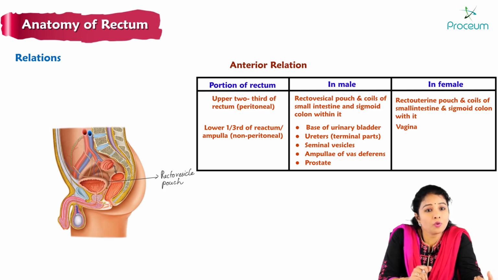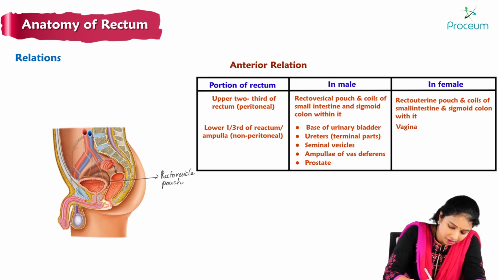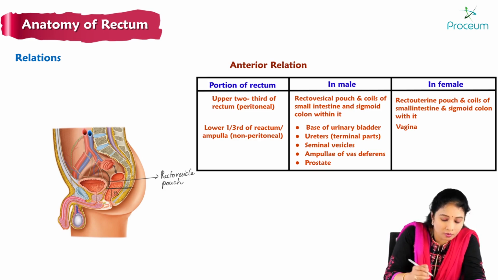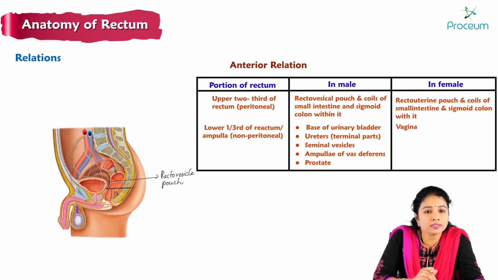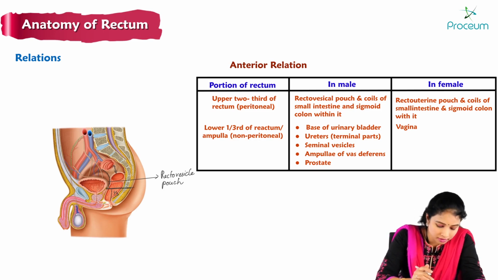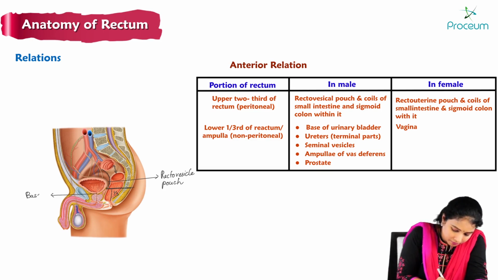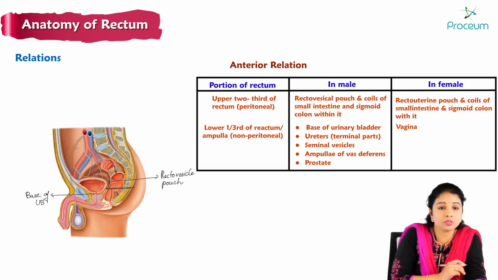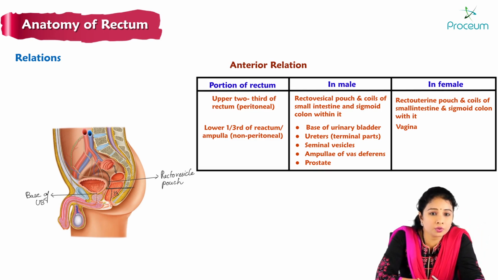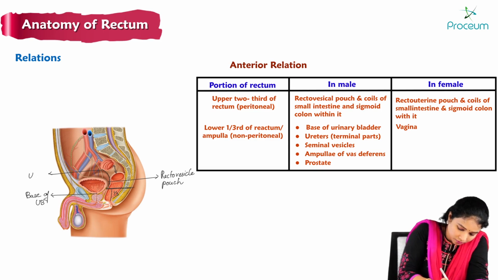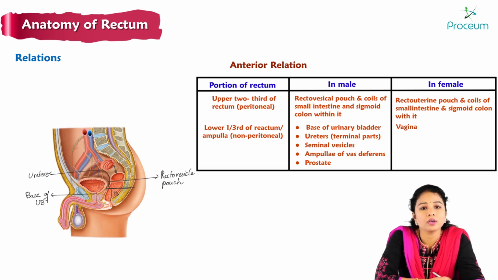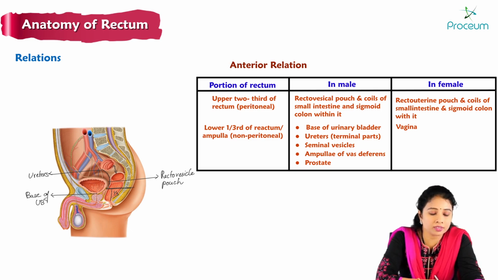And that was about the upper two-thirds, so from here to here, and the lower one-third means below this. The lower one-third anteriorly is related to the base of the urinary bladder. So we can see the base of the urinary bladder, and it is related to the ureters, that is, the terminal parts of the ureters, and it is related to the seminal vesicles.